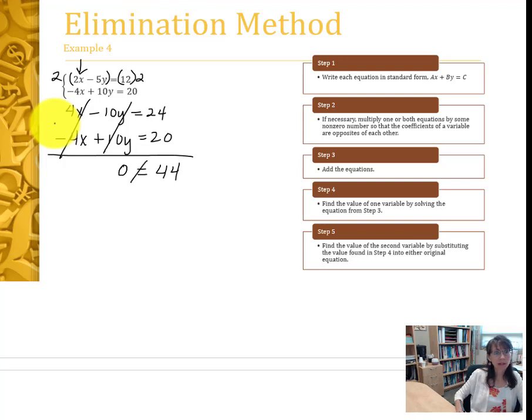No. So when you end up with a statement that is false, that means there are no intersecting points, or no points are shared by these two lines. So the only situation that could be is if your lines are parallel to each other. So we have no solution for this example because our lines are parallel.